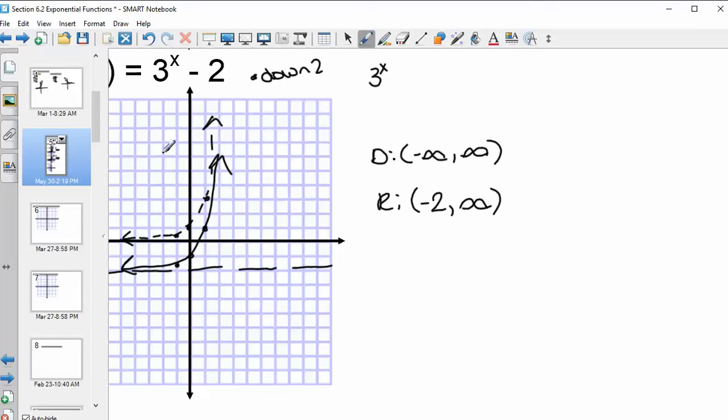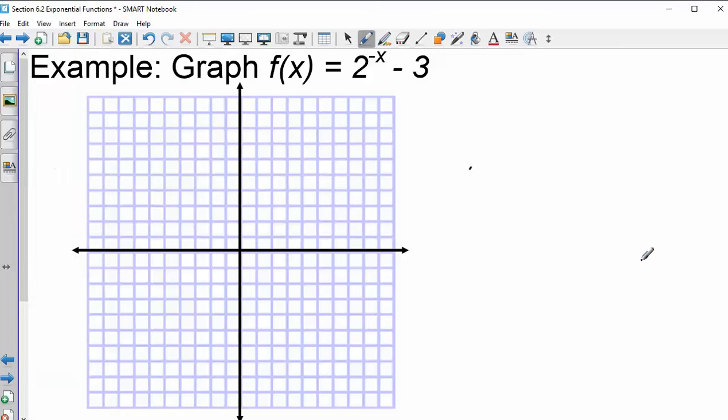We're going to do 2 more examples, and then we'll be done with this. The next one, 2 to the -x minus 3. So our parent function here is just 2 to the x power. So you need your 3 points.